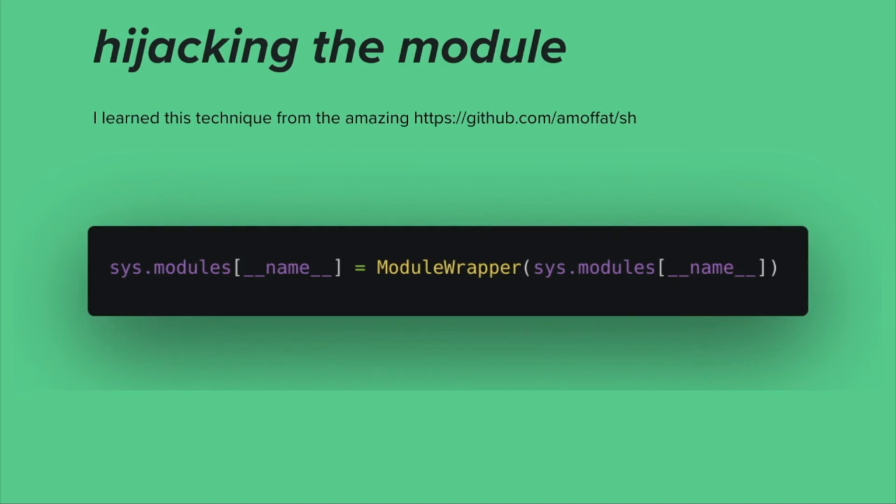In order to intercept imports from the JS module, we created a wrapper inside the JS file, redirecting all imports to that wrapper. We can then take any import from the JS module and do whatever we want with it. I learned this technique from the amazing SH library, which you can check out at the link.